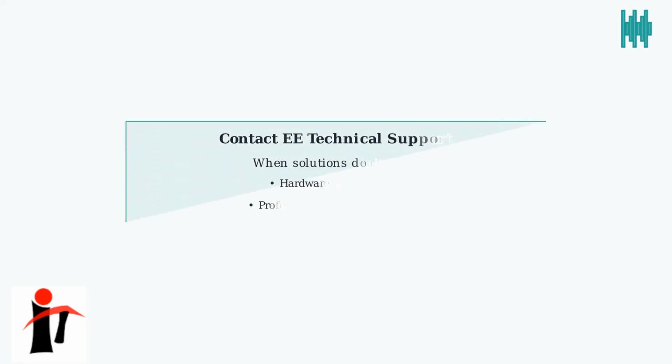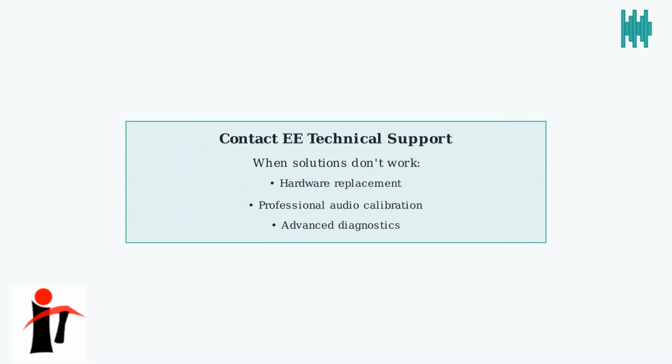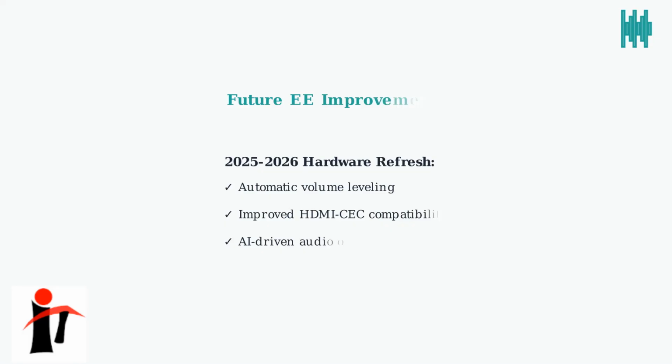For the remaining 10% of cases that these solutions don't resolve, contact EE technical support. They can arrange hardware replacement or professional audio calibration if needed. EE is planning significant improvements for their next-generation hardware, including automatic volume leveling across all content and enhanced HDMI CEC compatibility to prevent these issues.